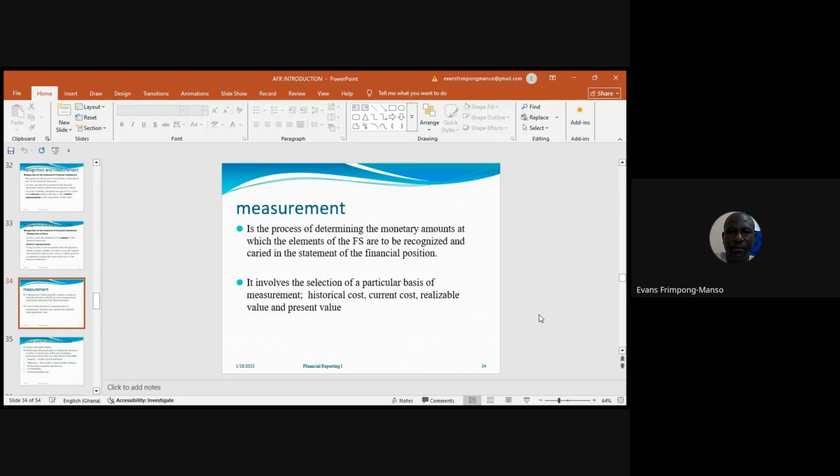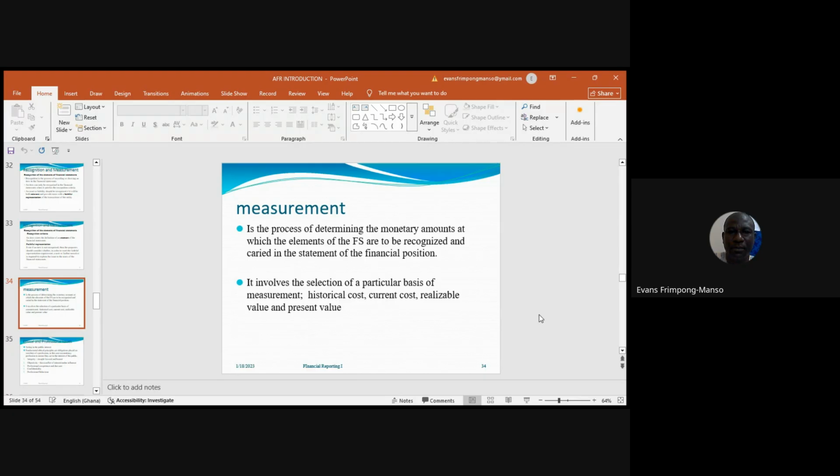You can also use current cost, which you can call the replacement cost. I mean, if you want to replace the item today, how much does it cost? That's the current cost of the item. You can also use that.